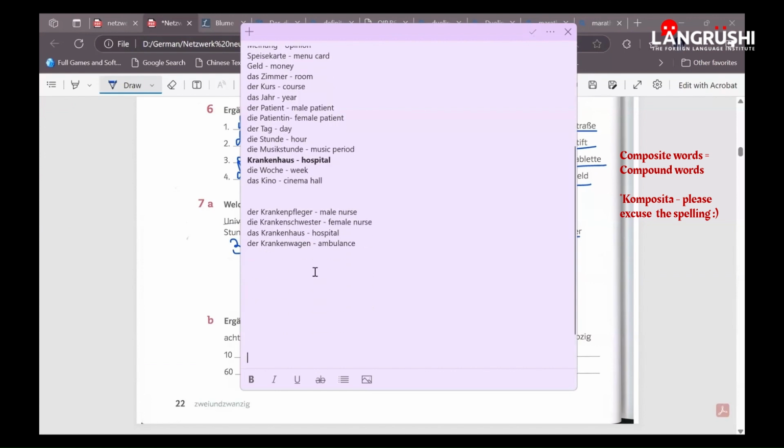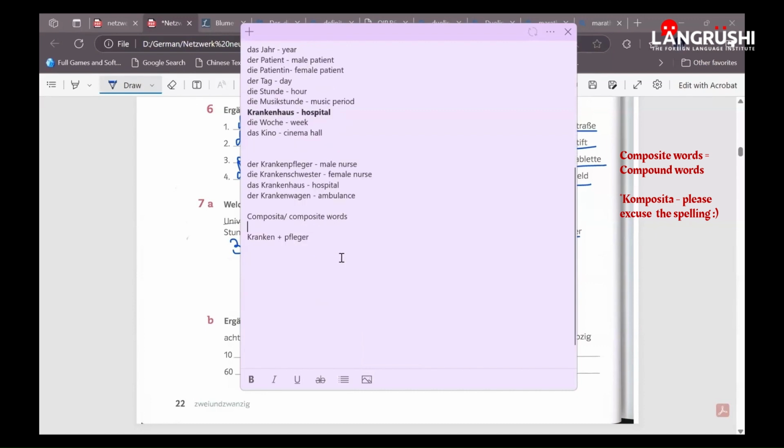Now, in all of these words, there is one word in the beginning and one word at the last. Kranken plus something. If you have such words, they are called composita, or composite words, where we club one or more than one word together and make it into one word. It can also have three words clubbed together into one word.